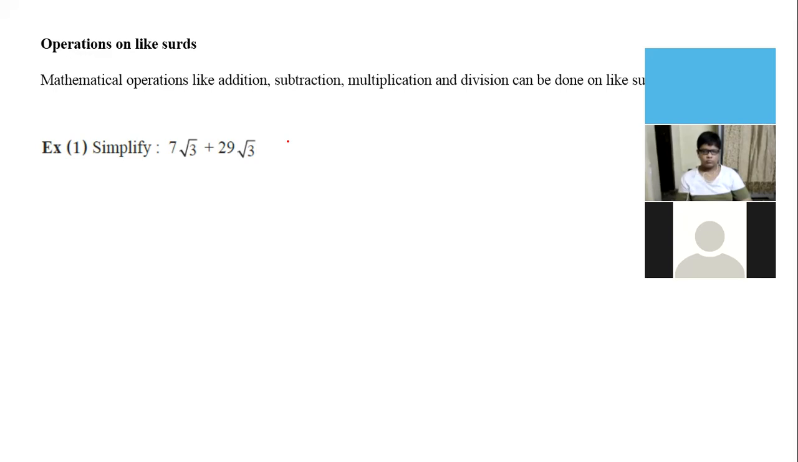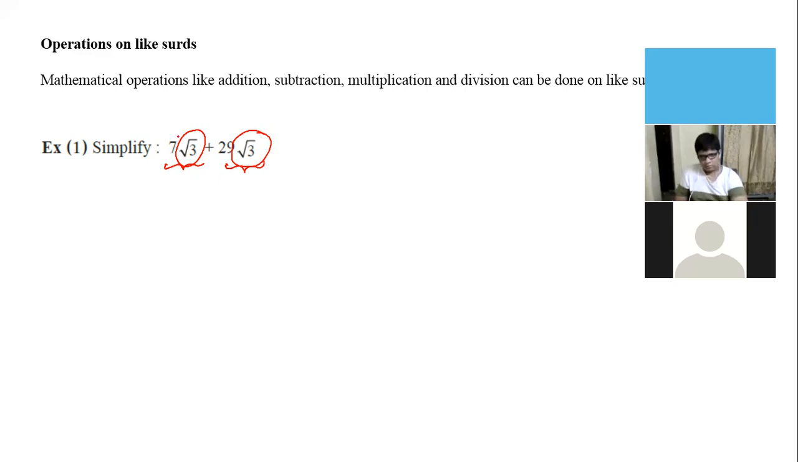Okay. Next, we'll see how to simplify a surd. Now, if there's a question, 7 root 3 plus 29 root 3. Can you see? Now you have to add this. These two surds can be added. First of all, their radical and the radicand have to be the same. Then only you can add these two surds. In this case, is it the same?